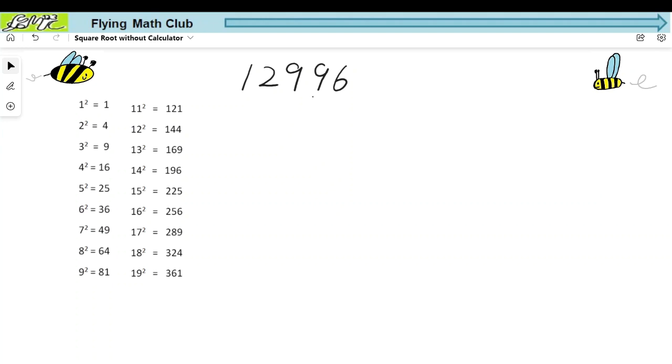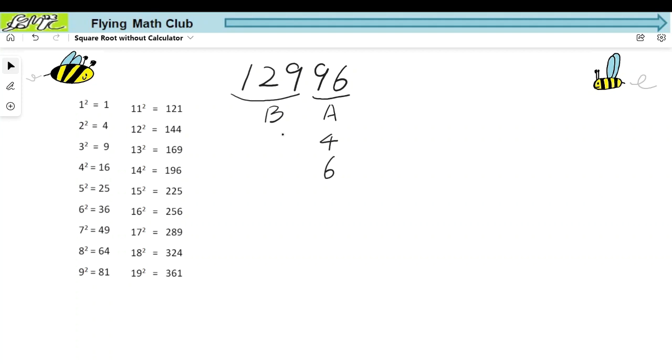Separate in two parts. Part A, 96. The left, 129, as part B. For part A, the last digit number is 6. So 4 squared is 16, 6 squared equals 36. So the possible digit number could be 4 or 6. Part A is finished.